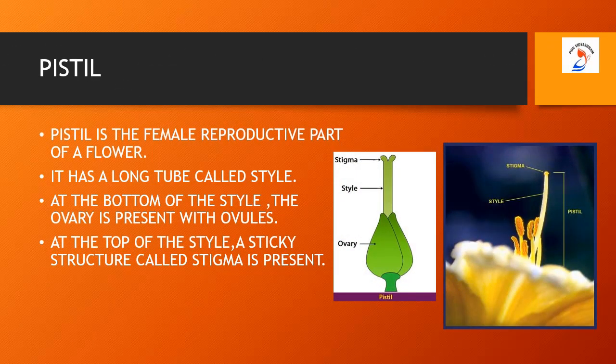Next comes the pistil. It is the female part of a flower. Can you observe this in the picture children? It has a long tube called style. At the bottom of the style, the ovary is present with ovules. At the top of the style, a sticky structure called stigma is present. So, the style, stigma and ovary, all the three together form the pistil, the female part of a flower.